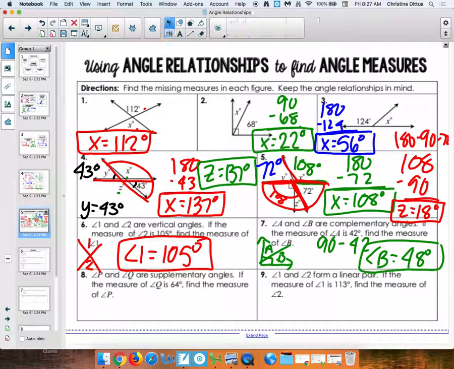My hearing's just a little off today. P and Q are supplementary. What does it mean to be supplementary? Equals 180. If Q is 64, how do I find P? 180 minus 64. Good. 180 minus 64 gives me how much? 116.